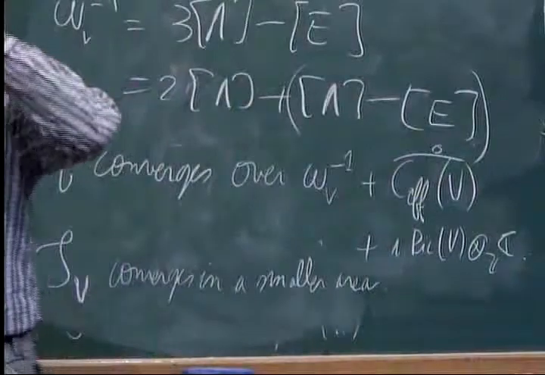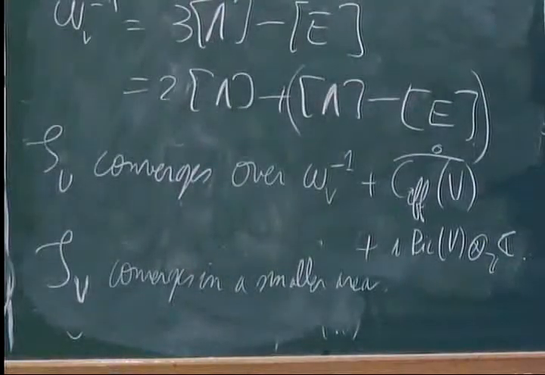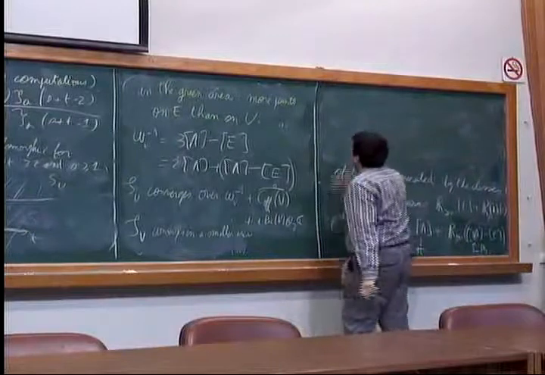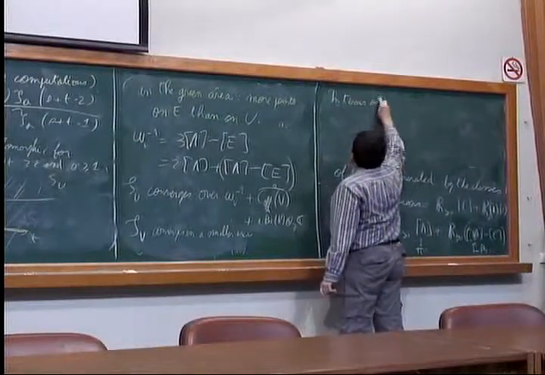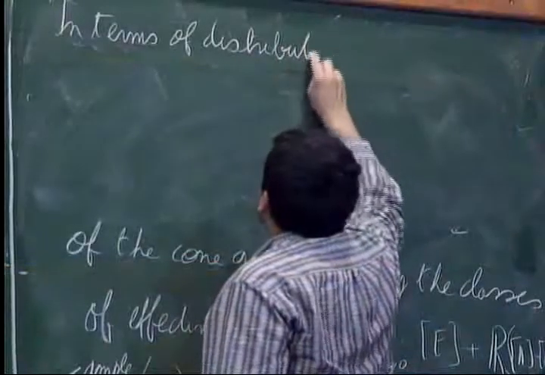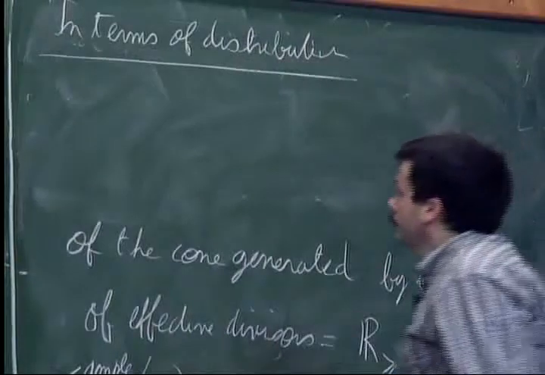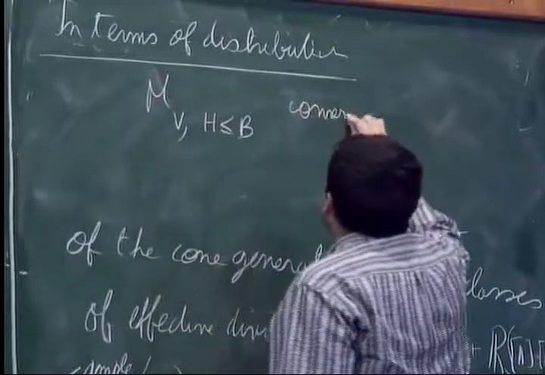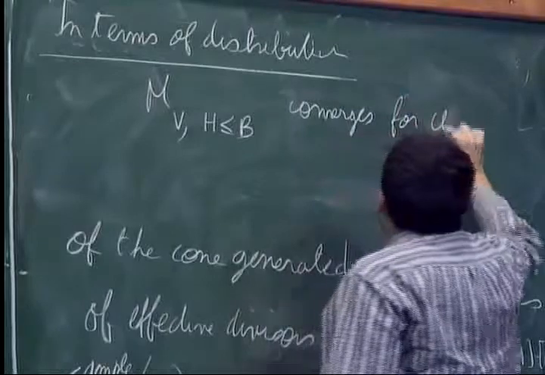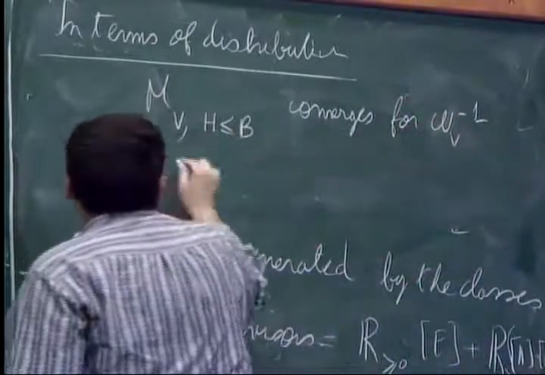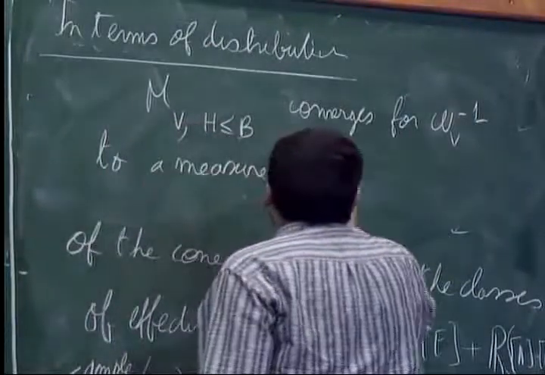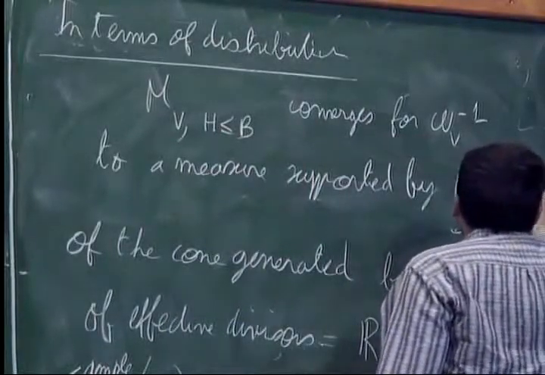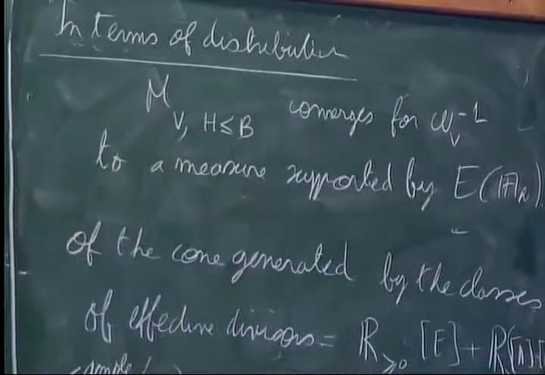In terms of distribution, this means that, and I shall finish on that, if I take the measure on V of height less than B, then these converge, for omega V minus 1, to a measure supported by the adelic points of the exceptional line.